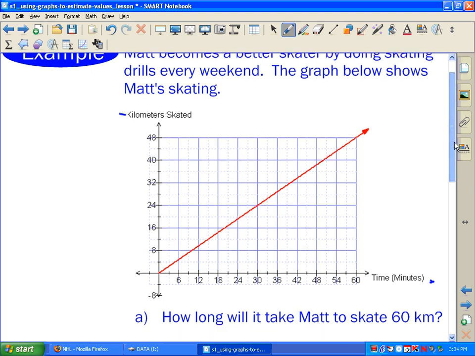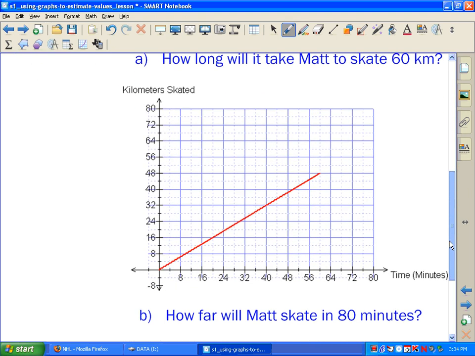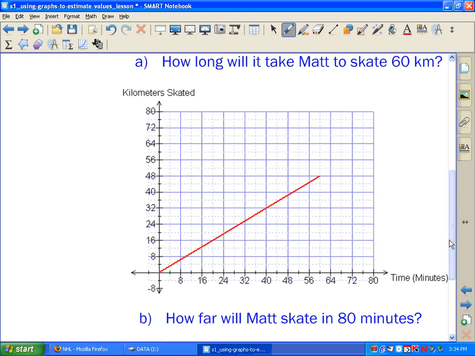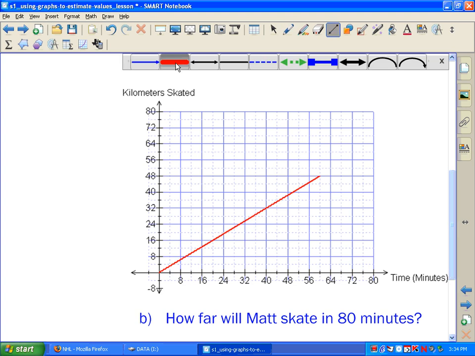Well, we can't do that question without extending the graph. So here's a different version of the same graph, and what we're going to do is take a ruler and extend that line. I just have to make my line. Okay, now we're going to extend that line through the graph. So this would be a great opportunity to make sure we all have rulers.